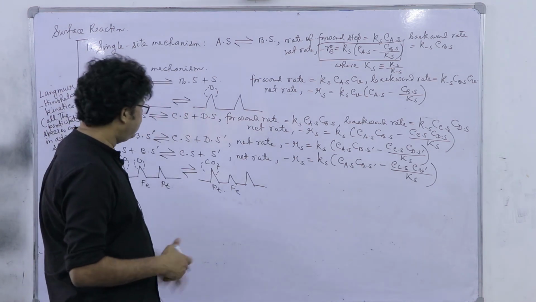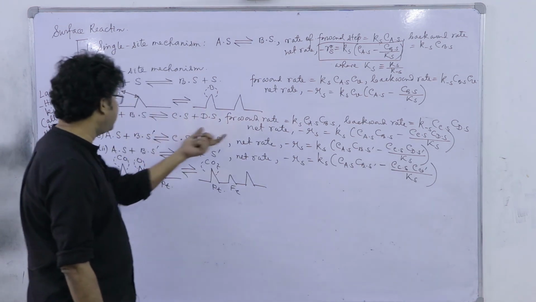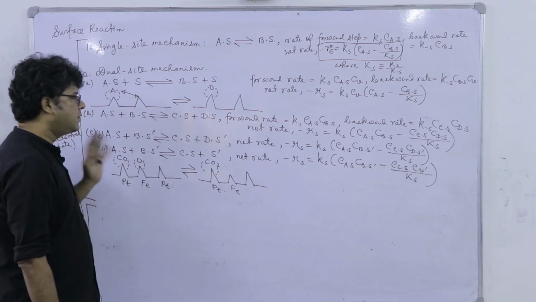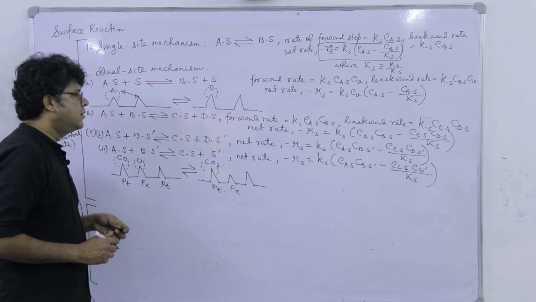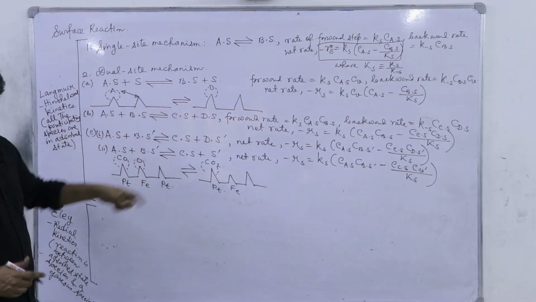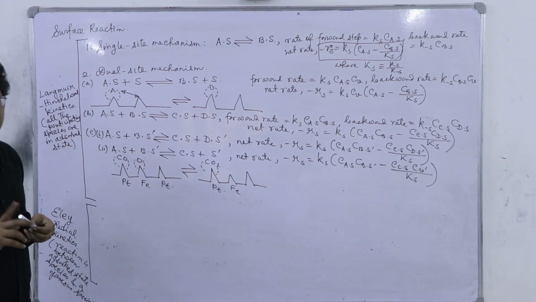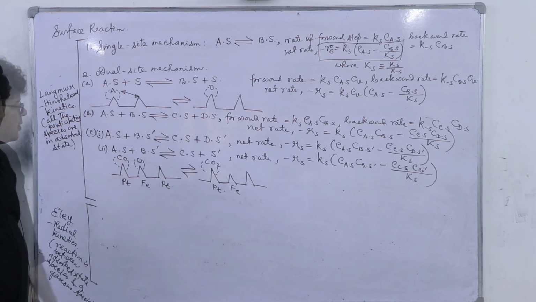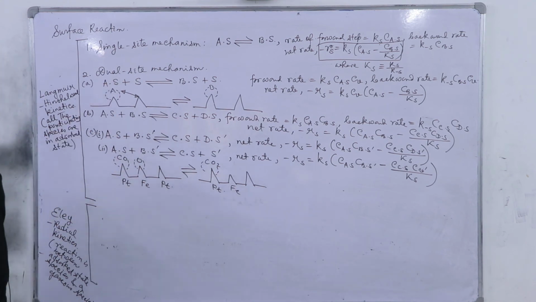And definitely if we have to discuss the site balance, it will be different. So, I am not going into that. So, this will be the rate expression. So, the possible single-site and dual-site mechanisms are these. Next it is the Eley-Rideal kinetics.